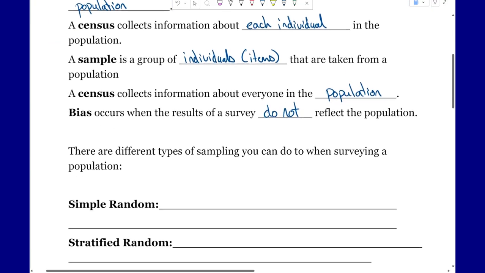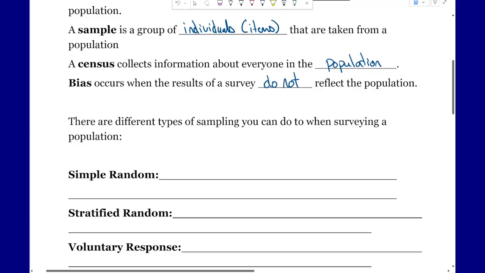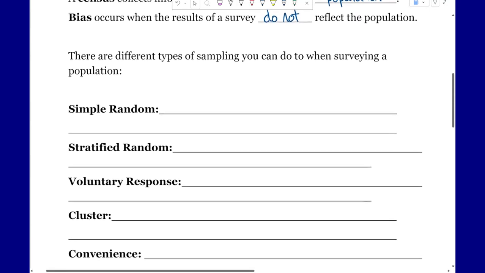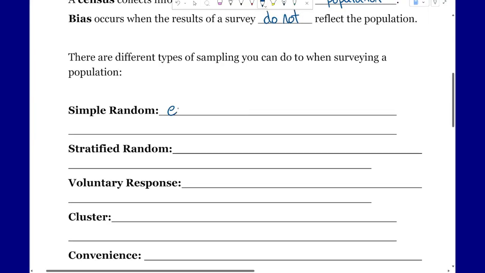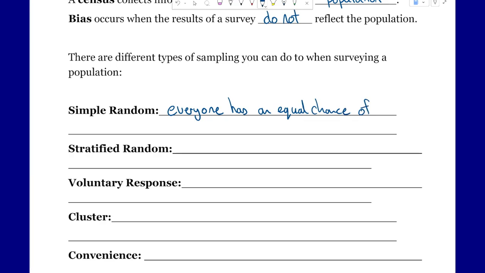So there are different types of sampling you can do when you're surveying a population or a sample from a population. We have simple random, and in simple random, everyone has an equal chance of being selected. It might be like putting a name into a hat and then randomly drawing a name, or pulling a number from a bingo wheel. Similar idea. Everyone has an equal chance of being selected.